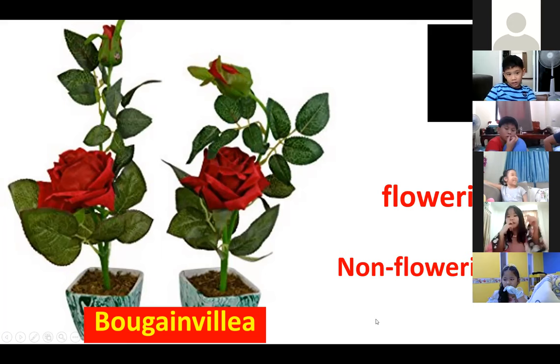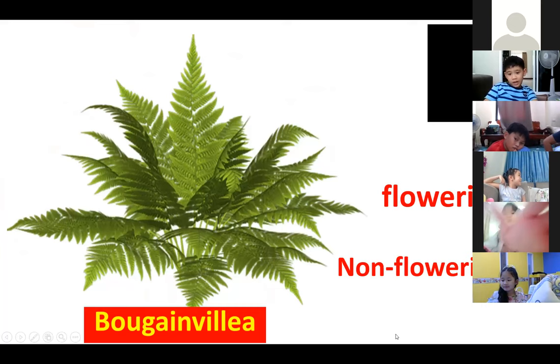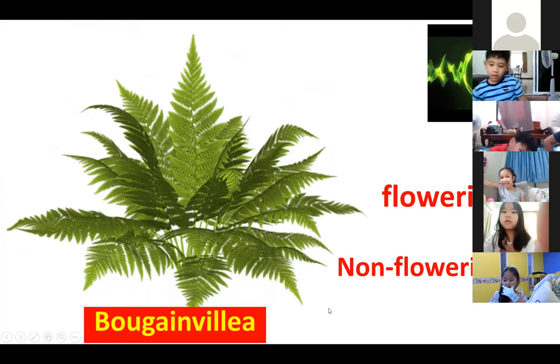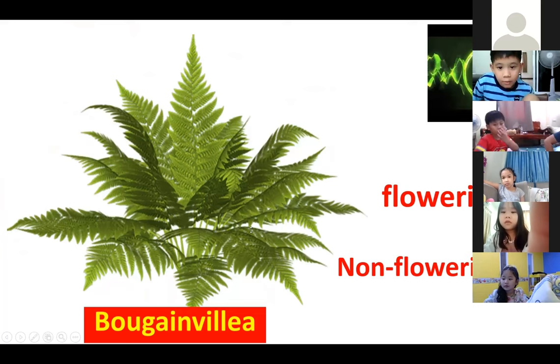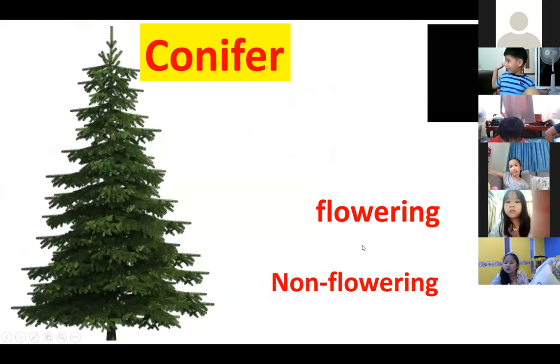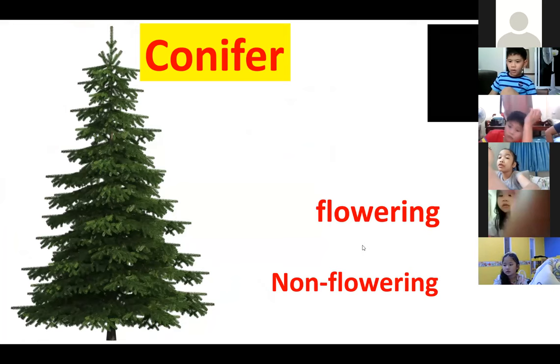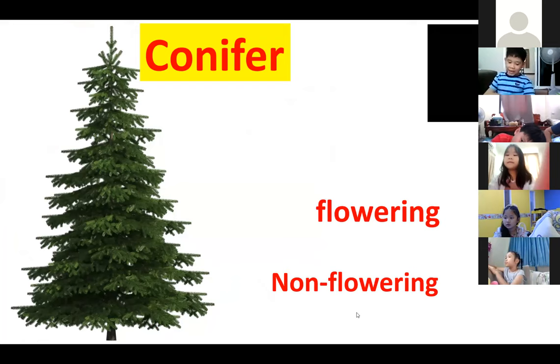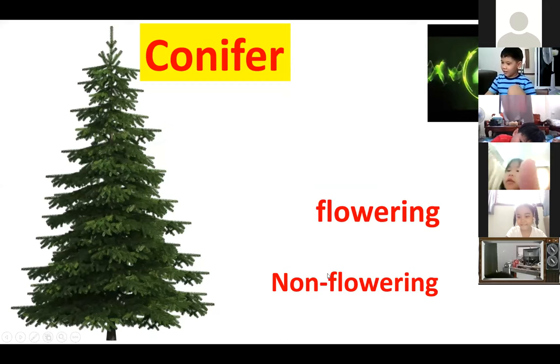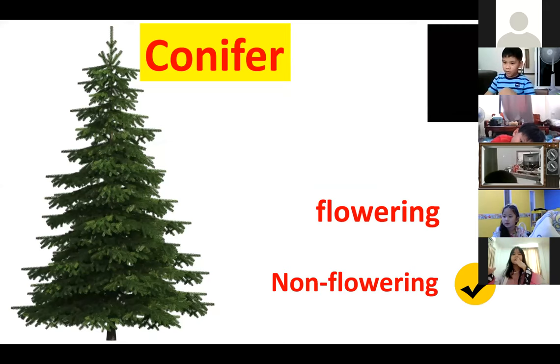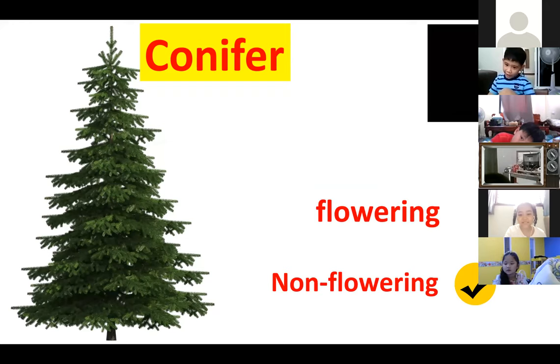Next, we have Baicha. Okay, Baicha. 5, 4, 3, 2, 1. This is not bougainvillea. I'm sorry. Next, this one is for you, Baicha. What is this? Flowering or non-flowering? Non-flowering. Let's see. 5, 4, 3, 2, 1. Yes, you're correct. Next, I will find some of those who are raising their hands. Let me go to the next page.